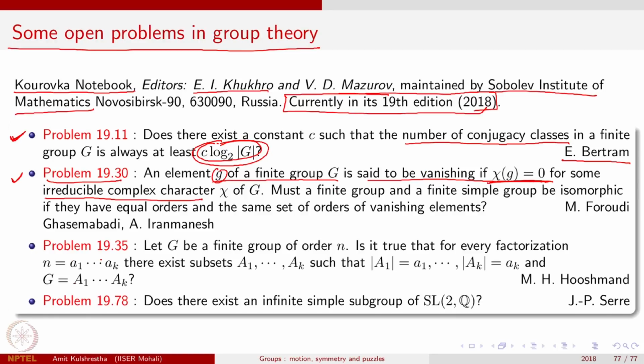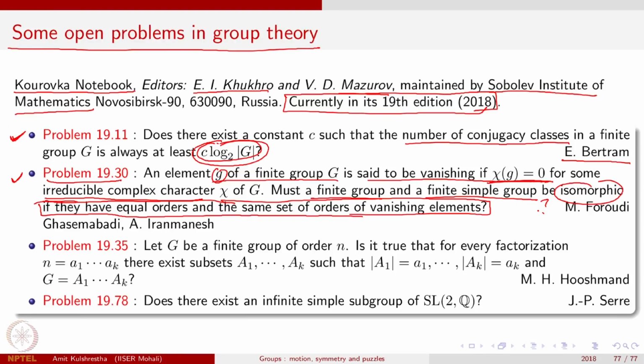Now the question is, if you have a finite group and another finite simple group, and they have the same order and the same set of orders of vanishing elements. So you take the vanishing elements and their orders, and suppose these two sets are the same. Can we actually conclude that these two groups are isomorphic? Sounds quite interesting.